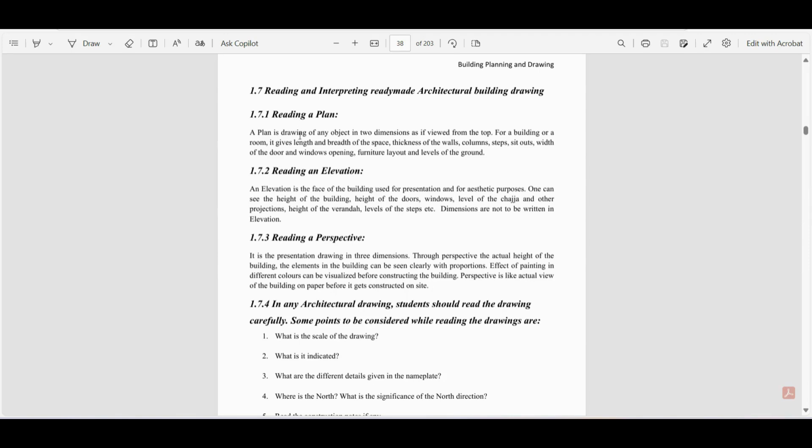Reading the plan. A plan is a drawing of any object in two dimensions, that is nothing but length and width, which we call two dimensional. For a building or a room, it gives the length and breadth of the particular space, the thickness of the wall, columns, steps, sit out, width of the door and window openings, furniture layout, and level of the ground, etc. Let's see how it is.